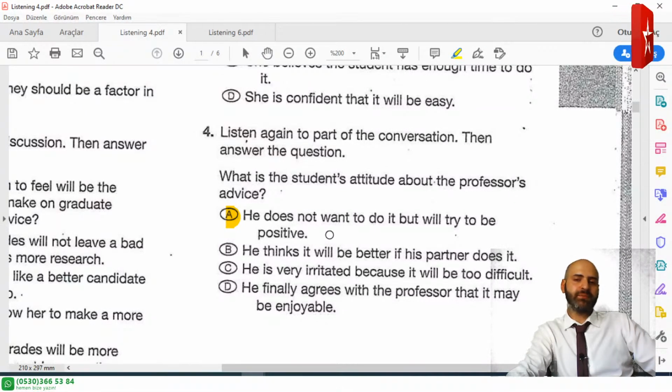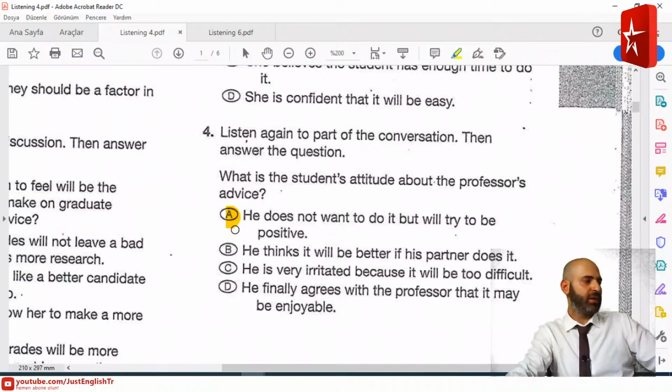Positive and look at brighter side, they have the same meaning. That's why A is our answer.